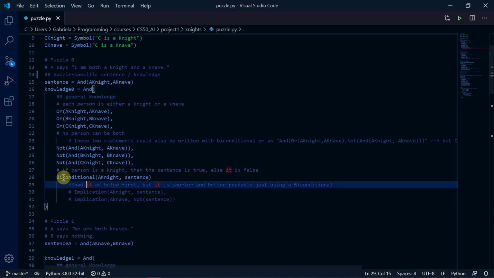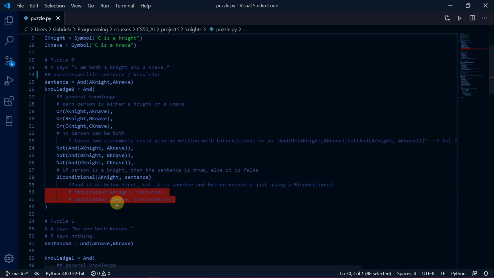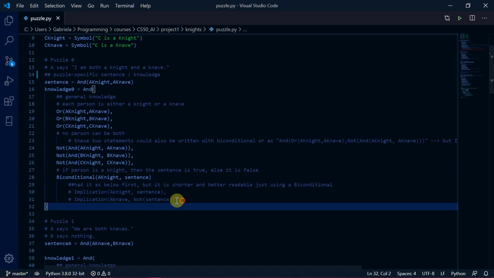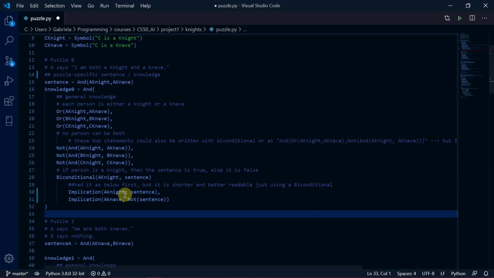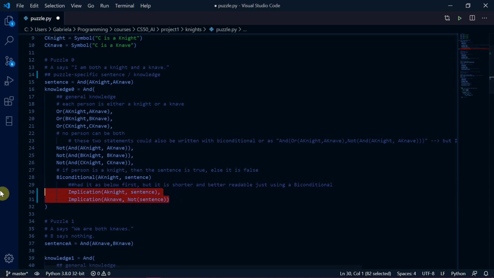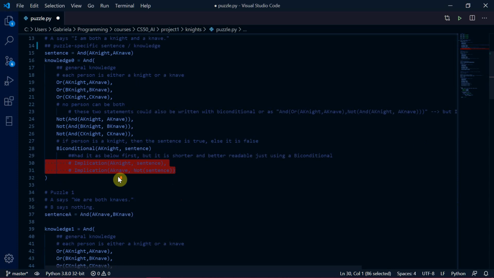And it is a biconditional, which says if A is a knight, then the sentence is true. Otherwise, if A is a knave, the sentence is not true, and if the sentence is not true, then A cannot be a knight. And before introducing the biconditional, I had two implications here, which simply said that if A is a knight, then the sentence is true, and if A is a knave, then the sentence is not true, but using the biconditional is just a lot faster.